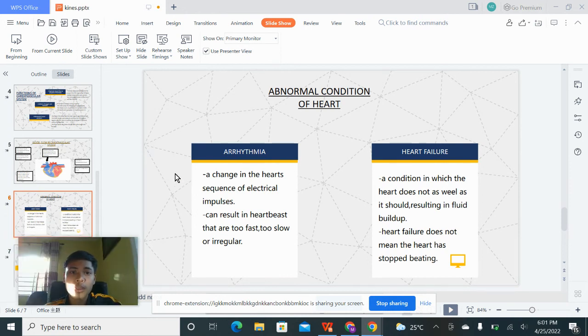Okay, next is abnormal condition of heart. First is arrhythmia. Arrhythmia is a change in the heart's sequence of electrical impulse. It can result in heartbeats that are too fast, too slow, or irregular. Second is heart failure, a condition in which the heart does not pump as well as it should, resulting in fluid build-up. Heart failure does not mean the heart stops beating.